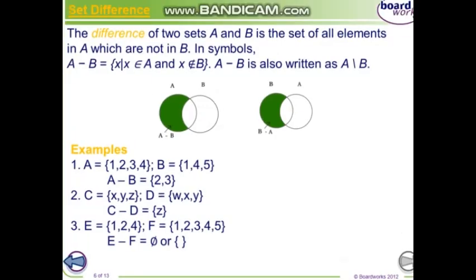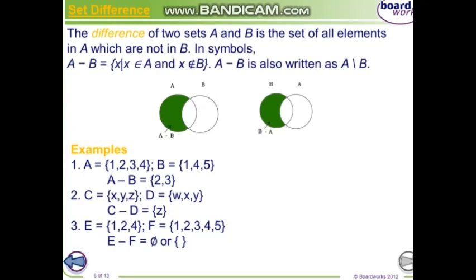Now let's have the examples. Okay, so we have set A and B. For set A, we have 1, 2, 3, 4, and B is 1, 4, 5. So the difference of A minus B is just 2, 3, since si 2, 3 lang yung wala sa set B. All other elements in B, such as yung 5 na nandyan, will be disregarded.